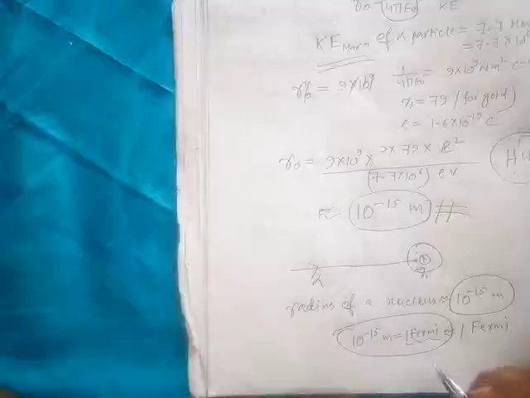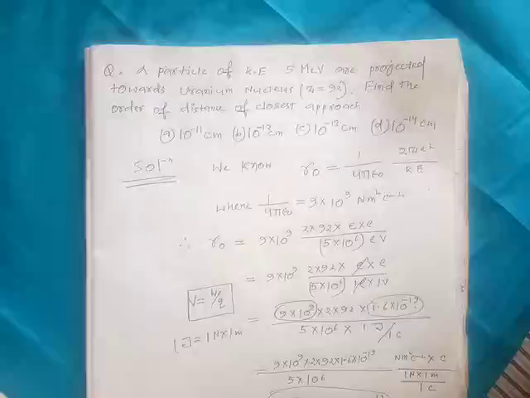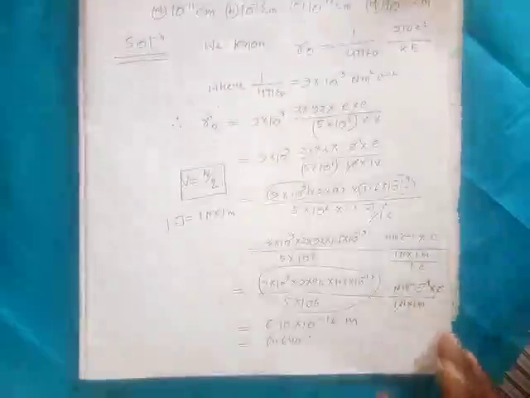Is it okay? Understood? Okay, let us do a numerical. What is the numerical? 0.640. So let us do one numerical. Let us solve one numerical.